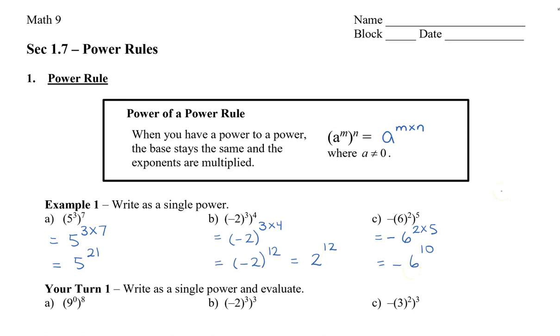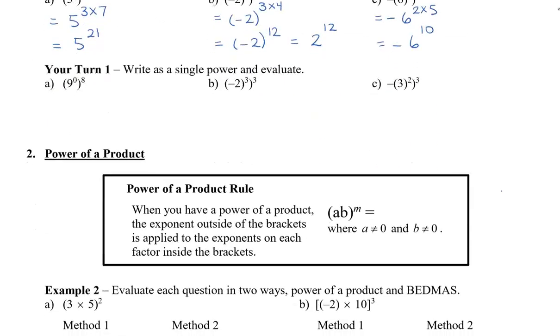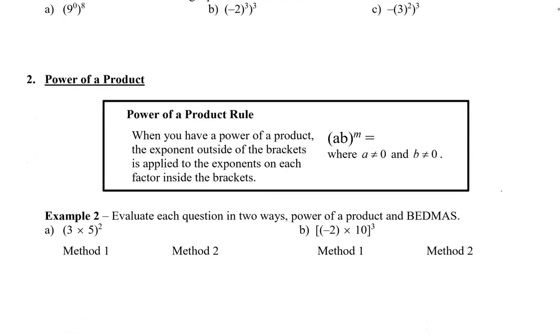Next, we're going to take a look at the power of a product rule. So when you have a power of a product, that means that we have an exponent and our bases are two values multiplied together, which is a product. The exponent outside of the brackets, in this case we can see there's an m, is applied to the exponents on each factor inside the brackets.